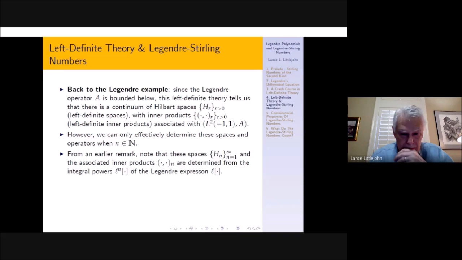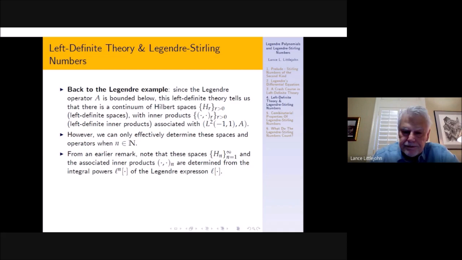Yeah, so I just want to emphasize, from property five of the definition, note that the spaces H sub n and the associated inner products are determined from the integral powers of the Legendre expression. So the nth composite power of Legendre is going to produce these spaces for us.